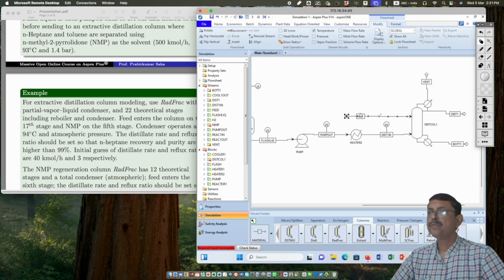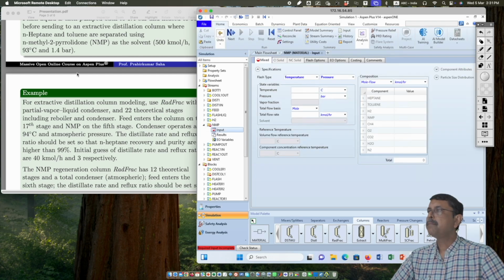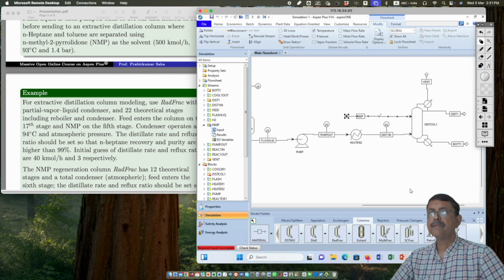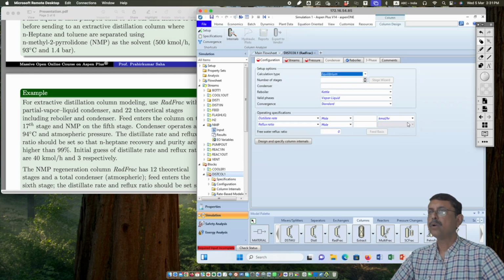Now we have to specify NMP. NMP is given as 500 kilomole per hour. So this is 500 kilomole per hour. And temperature and pressure are given as 93 and 1.4 bar. So 93 and 1.4 bar over here. So NMP is specified.